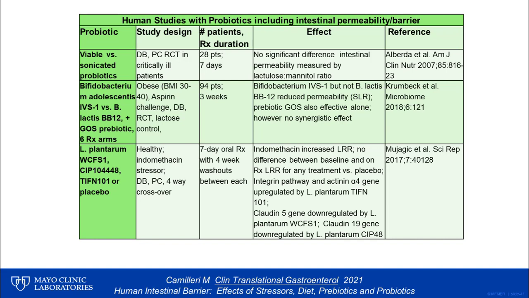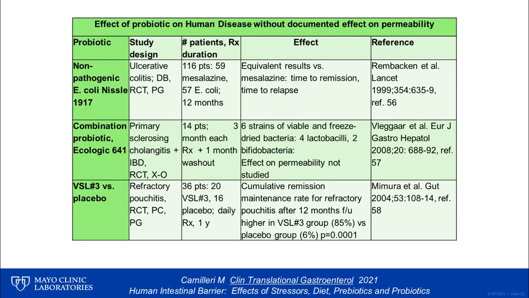In aspirin challenge, maybe there is an improvement, as I said, in that study from the Chicago group with Bifidobacterium IVS1. And again, in this study, there really was no dramatic difference, although Lactobacillus plantarum may be beneficial. So certainly there is some evidence of improvement of barrier function. Now, these are studies that have been done with probiotics that didn't actually measure effects on permeability, but we know there is data to suggest that probiotics can help with the healing of ulcerative colitis, maybe in patients with IBD with PSC, or maybe VSL number 3, a multiple organism probiotic combination, in refractory pouchitis.